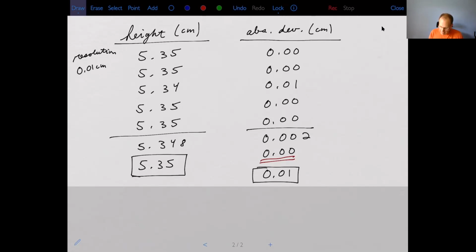But if it turns out it's less than the resolution of the instrument, you have to use at least the resolution of the instrument there. And now we can continue, right?